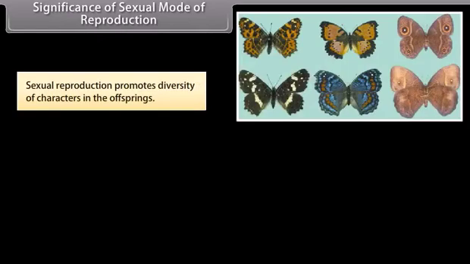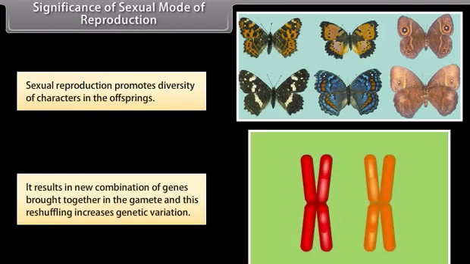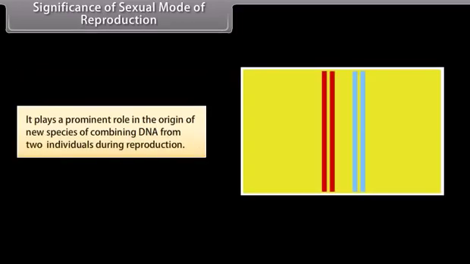Significance of sexual mode of reproduction. Sexual reproduction promotes diversity of characters in the offspring. It results in new combination of genes brought together in the gamete, and this reshuffling increases genetic variation. It plays a prominent role in the origin of new species by combining DNA from two individuals during reproduction.